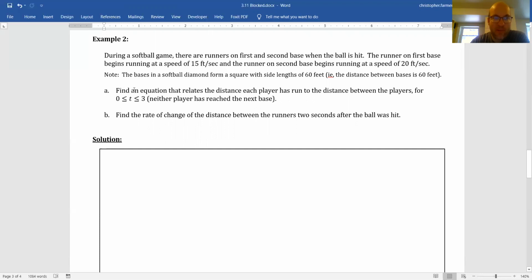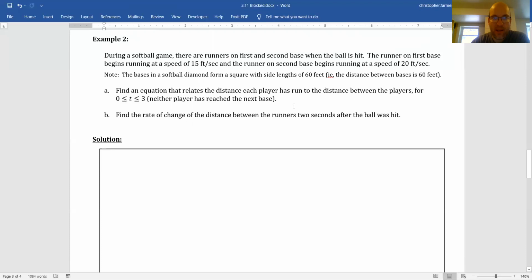And here I almost didn't type this up, but I wanted to make sure that we're clear that we're just looking at the first moments after the ball was hit. After 3 seconds, this runner on second base would reach third base and would change direction. So we're not worried about that. We're not trying to figure out some sort of crazy relationship where things change directions after a while. That would go back to being a piecewise function. So we're just going to assume that t is between 0 and 3, so that neither one of the runners reach the next base. And then once we have that equation, we're going to do what we just did and find the rate of change of the distance between the two runners as they're going on their two different paths.